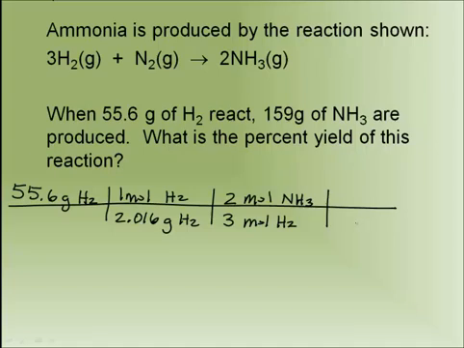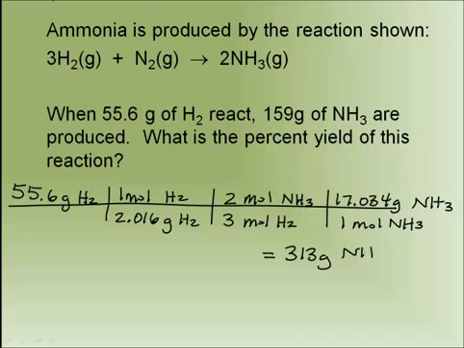And now I need grams of my product. I need to compare apples to apples. If I know grams of the product that actually formed, I need to know the grams of the product that should theoretically form. So I have one more conversion to make here. Solving here, I get 313 grams of NH3. That is the theoretical yield for this process.